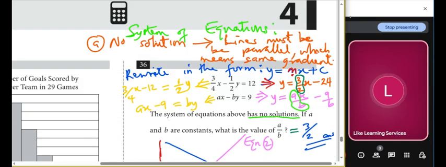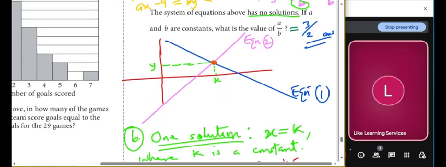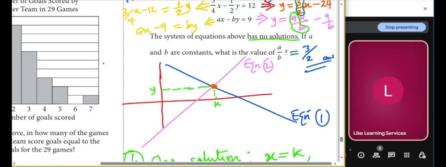Okay, so for no solution, the lines must be parallel, which means same gradient. Just simplify, write in the form y equal to mx plus c, the general equation of a straight line, and equate the gradients, the slopes. Like in this case, you have 3 over 2 for equation 1 equal to a over b for equation 2. No solution, because the lines are parallel. They will never meet to form a point of intersection. All right, that's for no solution.